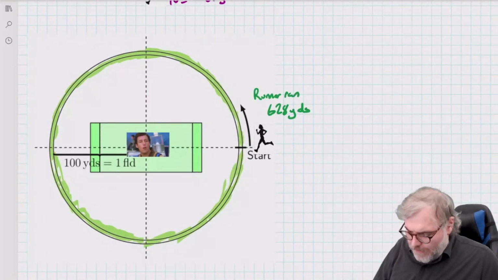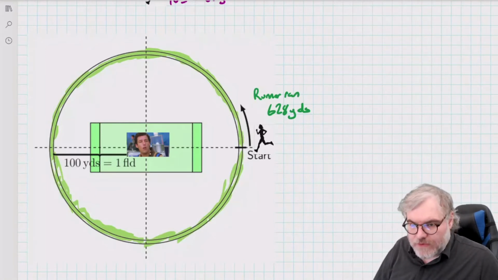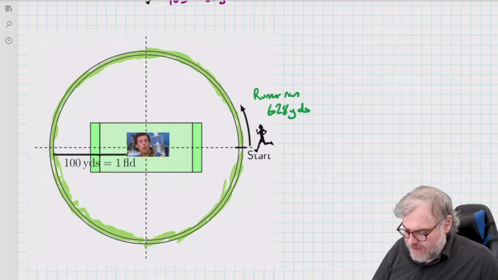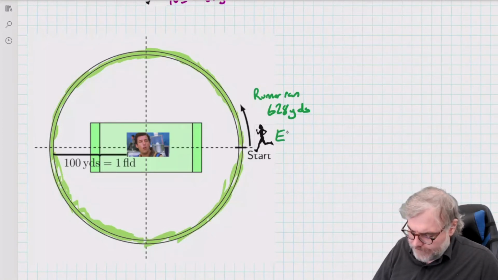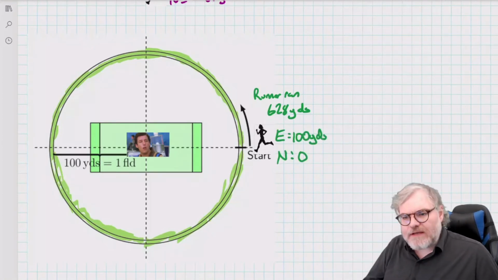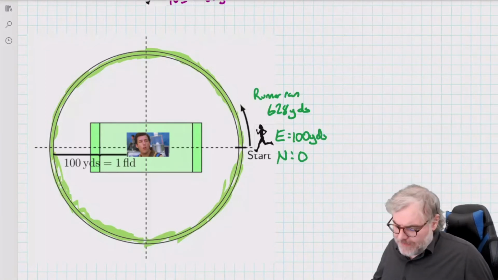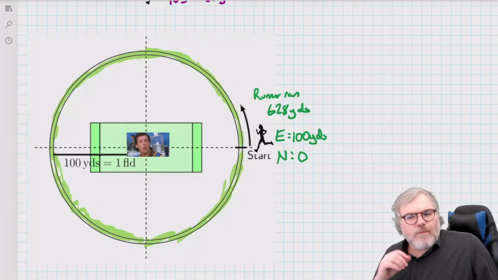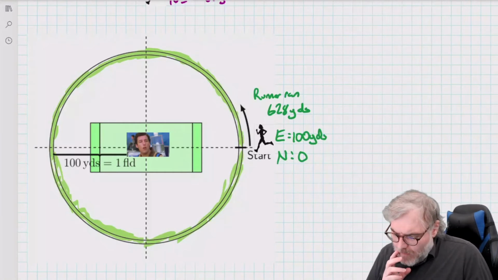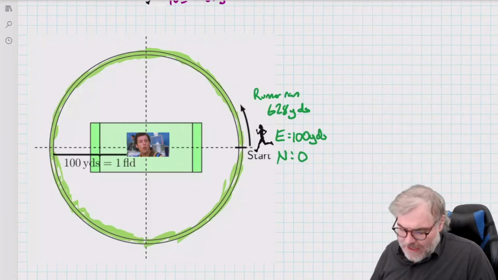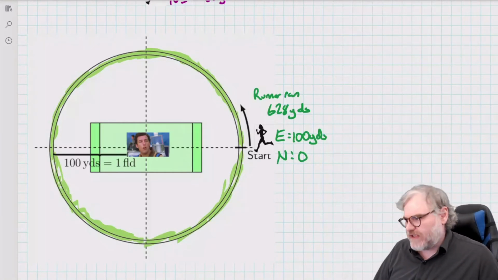And now the water boy, again, we're back at the start. The water boy is going to go 100 yards east and no north. All right, so there's the idea, the big idea. Now, what about these ones in the middle? Well, those we're just going to have to figure out with a little bit of cleverness.